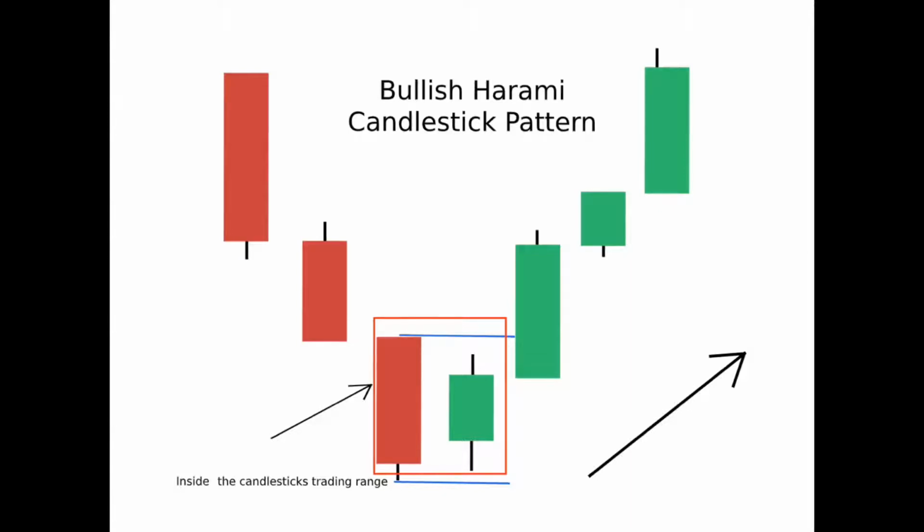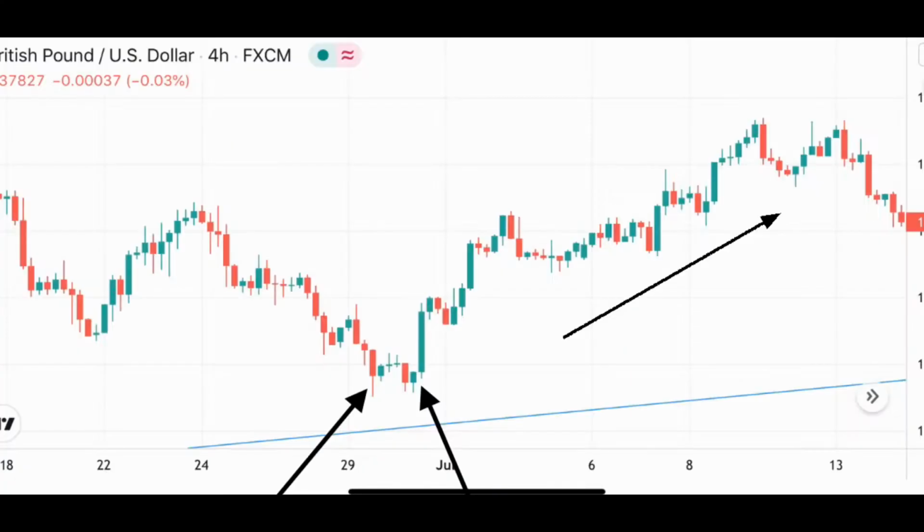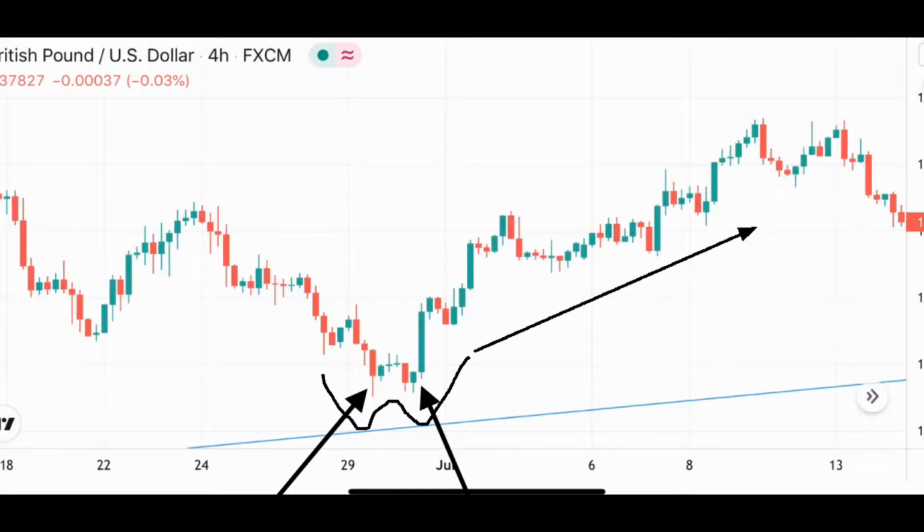Usually you would have to wait for it to form something like a double bottom before you enter your trade. So I'll show you in the next slide. From the chart you can see that there is a bullish harami candlestick pattern formation where both arrows are pointing, and you can see that it's making a double bottom, like a W shaped pattern, and after that it went all the way up. So you might want to take notice of that as well.